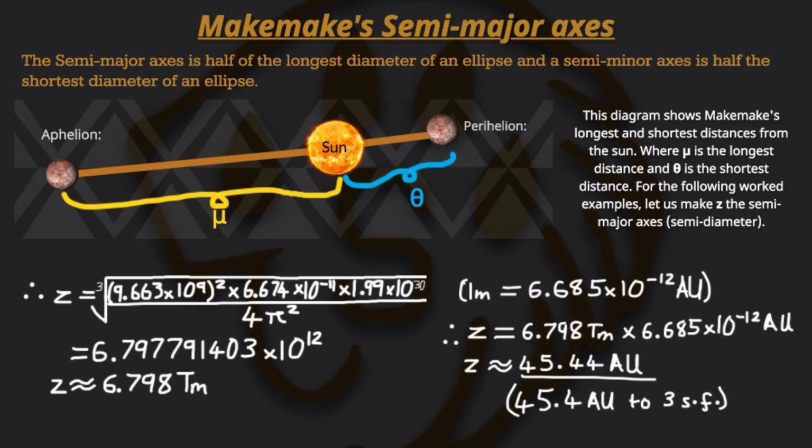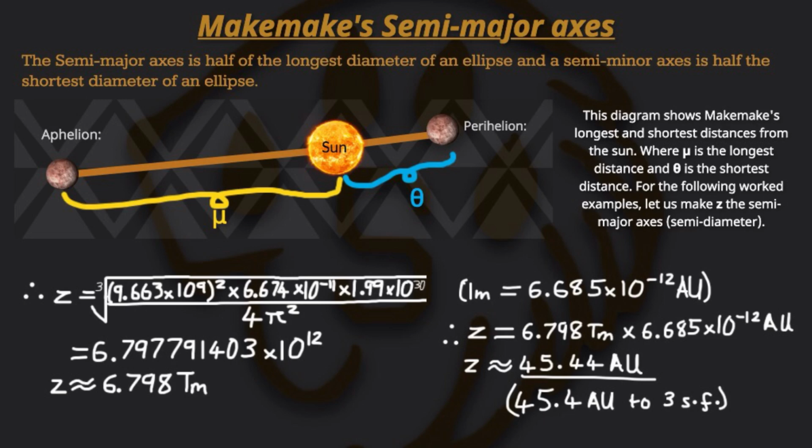We see 9.66 times 10 to the power 9, squared, will be the period, multiplied by 6.74 times 10 to the power negative 11, that's the gravitational constant, and then multiplied by the mass of the sun, which is 1.99 times 10 to the power of 30, over 4 pi squared, and then we cube root all of that, and then we get our answer as 6.797791403 times 10 to the power of 12, which is basically 6.798 terameters approximately. The tera is basically the prefix for 10 to the power of 12 meters. That's why I put terameters.